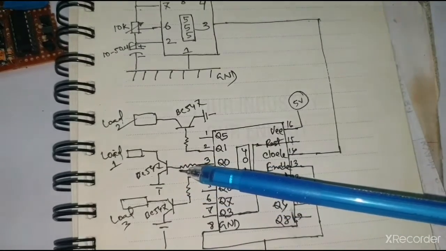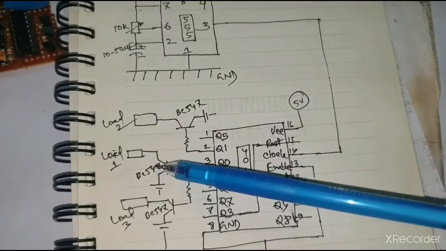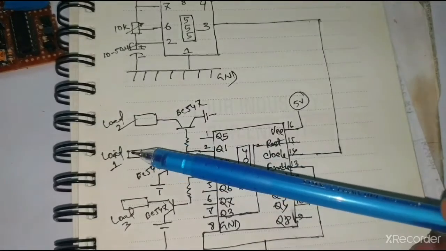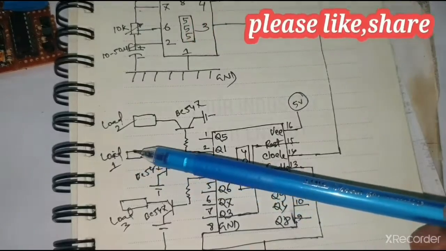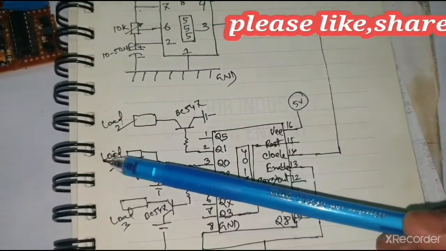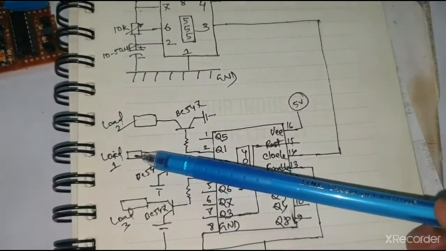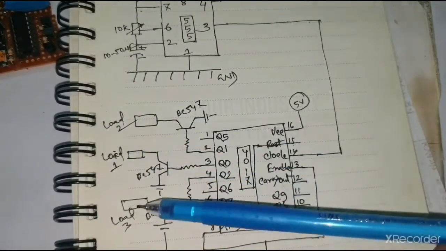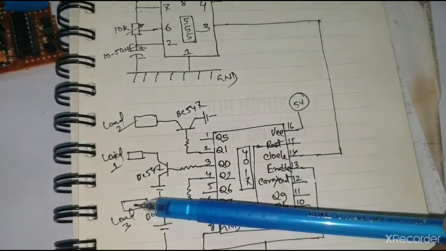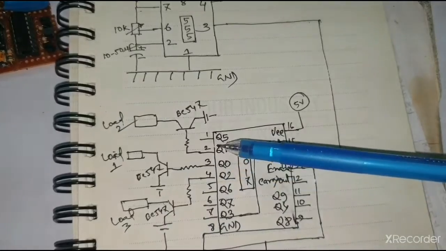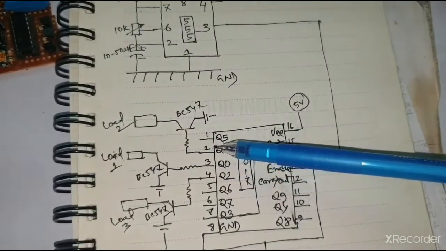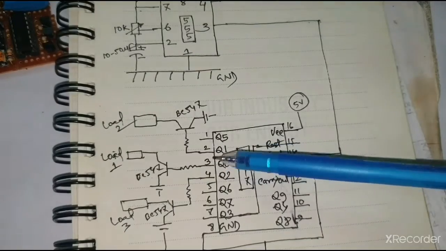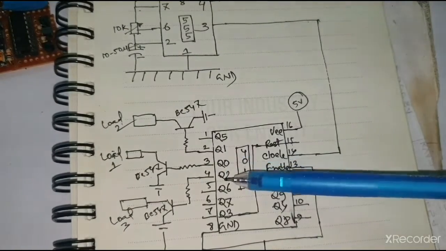the BC547 base, and the BC547 needs the negative. So the LED negative point is connected here. Suppose green LED negative, red LED negative, and yellow LED negative. So I take 3 LEDs, green, red and yellow. So here are the output points, Q0, Q1, Q2.